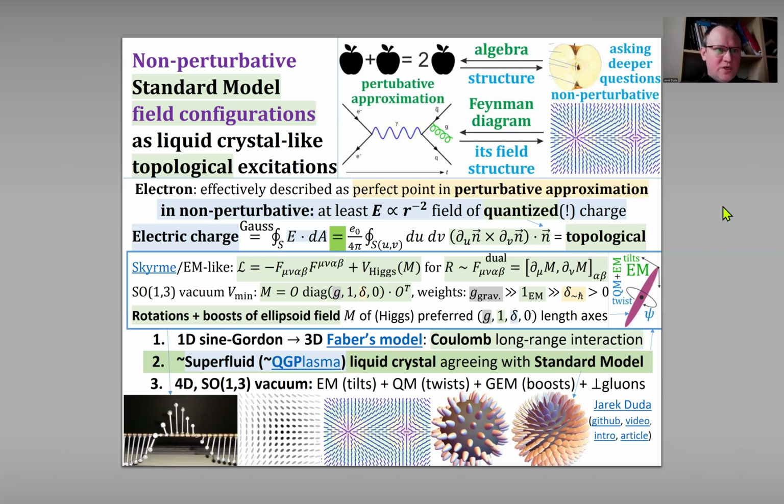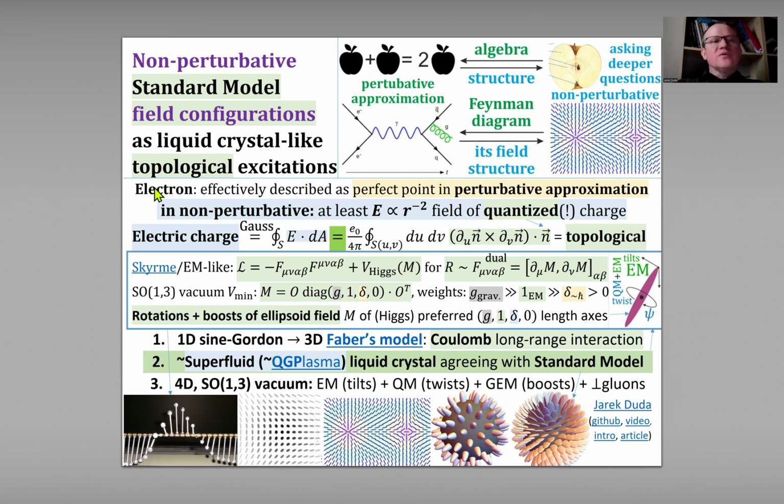Hello. So I will talk about non-perturbative standard model field configurations as liquid crystal-like topological excitations. In the standard model, we usually work in the perturbative approximations with Feynman diagrams, which represent in an abstract way some complicated scenarios. So it is valid, like apple plus apple equals two apples. However, we can still ask about the deeper so-called non-perturbative picture. What hides behind these apples or Feynman diagrams?